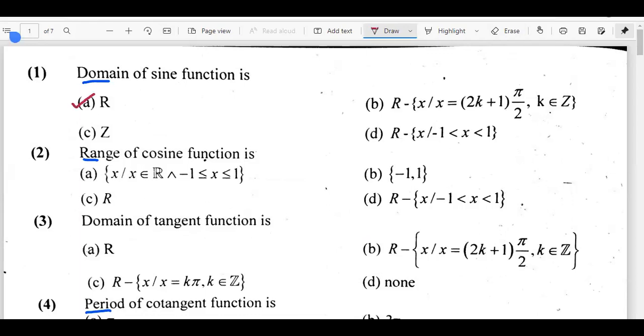Okay. Yes. All right. Let's talk about the second question. We need to talk about the range of the cosine function. So what is the range? For range, you need to recall the shape of cosine.